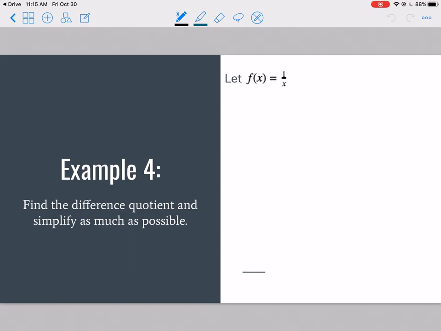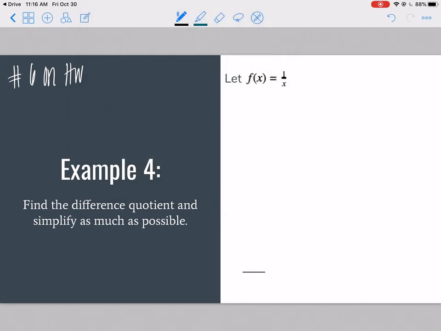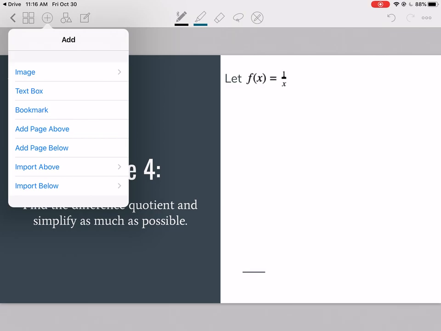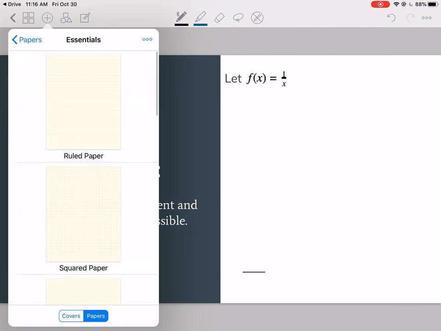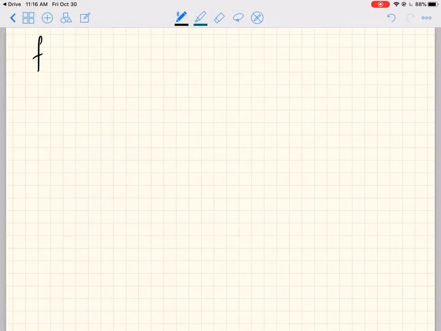Okay, last example, this is actually problem number 6, I believe, on your homework. So this will be nice because you guys can already check this problem off. We've got f of x equals 1 divided by 1 divided by x. So I'm going to also add a page in case we run out of room here.